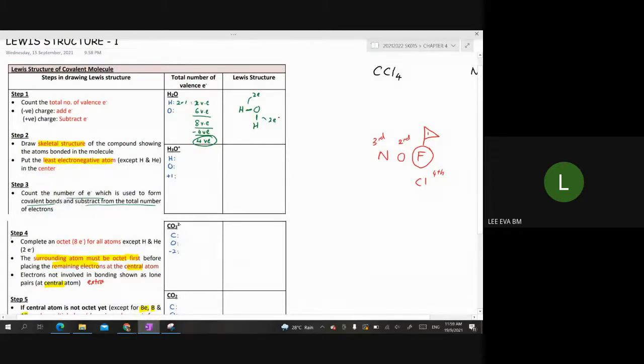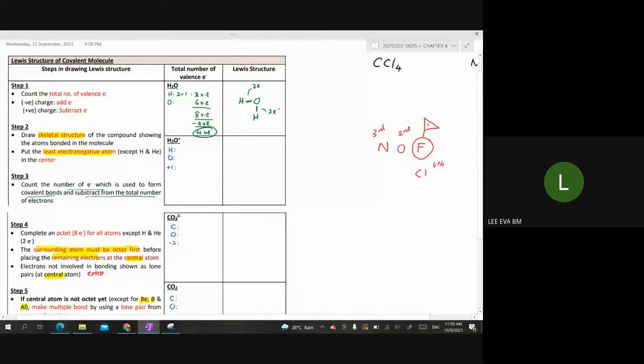So let's look at step 4. Complete the octet, except for hydrogen. Over here, hydrogens have already achieved a duplet, so you cannot make hydrogen octet. Hydrogen stays like this because it already has 2 electrons. So the surrounding atom is already a duplet for hydrogen. Then the remaining electrons will be placed at the center as lone pairs. So I want to know, how many electrons are in one lone pair?